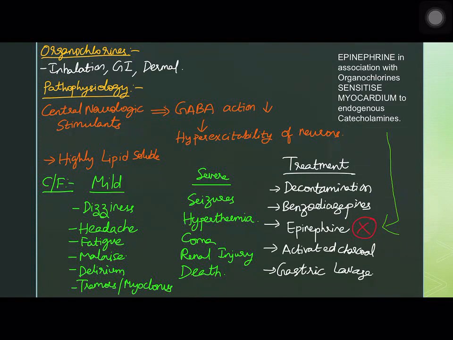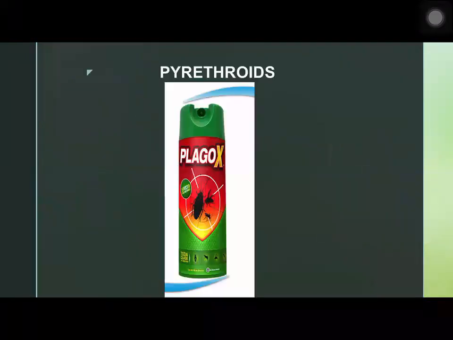But if the patient has dysrhythmias, never use epinephrine, because epinephrine in association with organochlorines can sensitize the myocardium to endogenous catecholamines, which will worsen it. So that's why avoid epinephrine in case of organochlorines. And activated charcoal can be used and gastric lavage can be given.